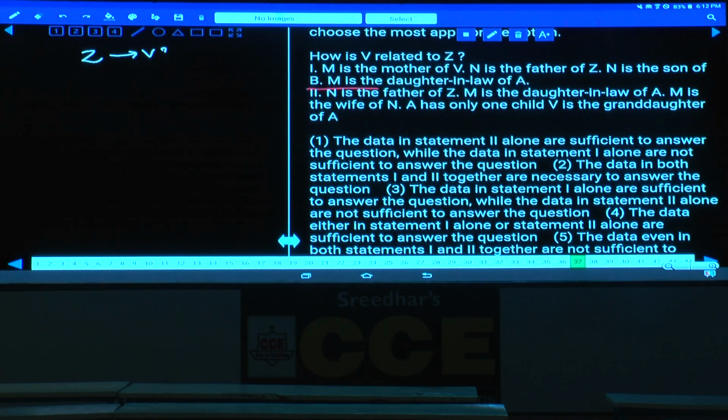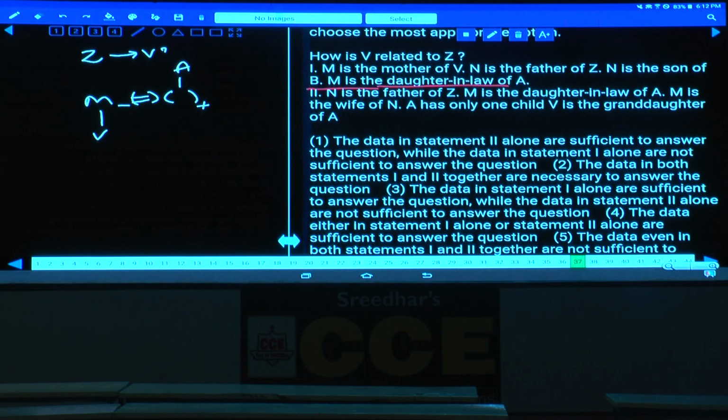M is the mother of V, can be written like this. N is the father of Z. N is the son of B. M is the daughter-in-law of A. Now this M's husband's parent is A, and M is the daughter-in-law of A.